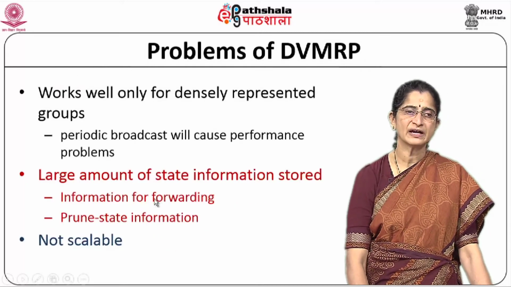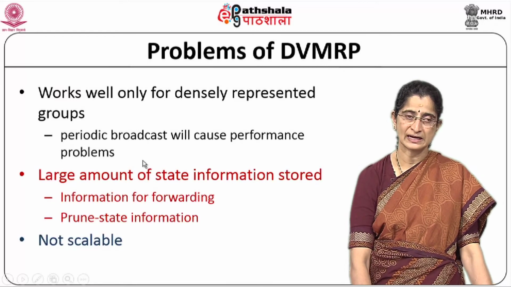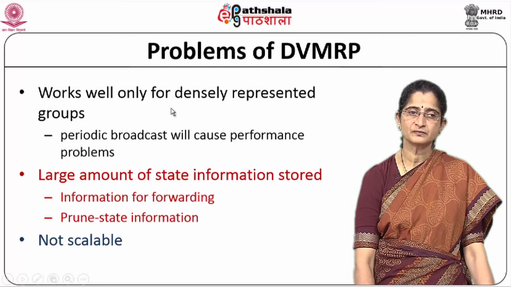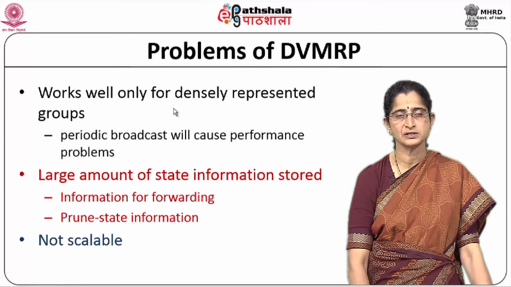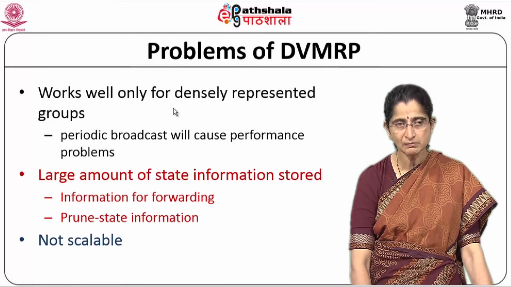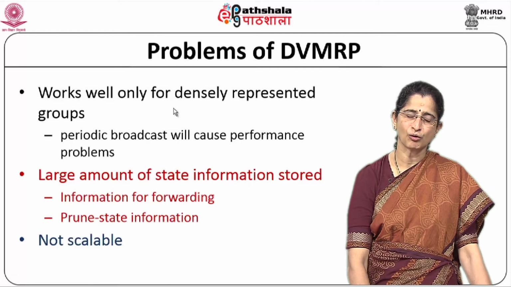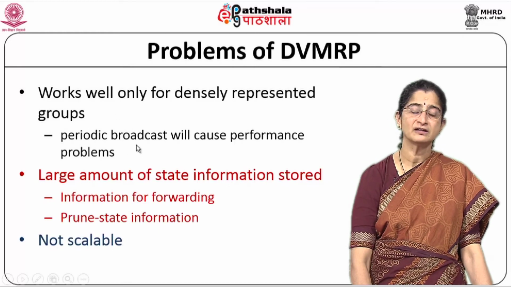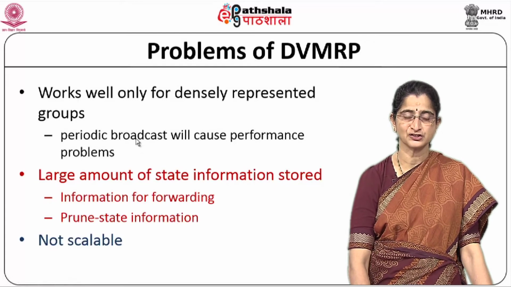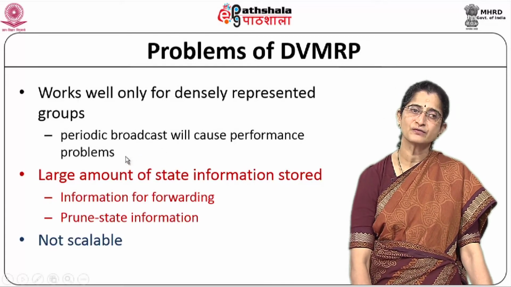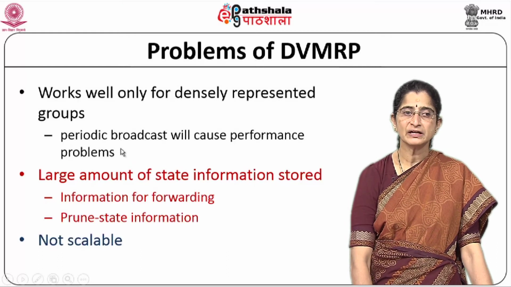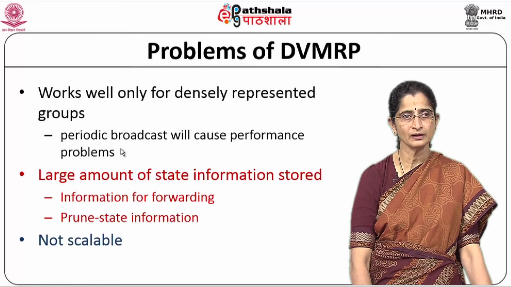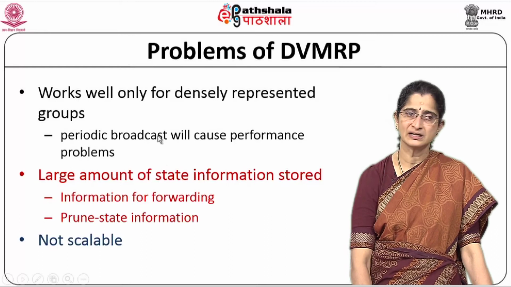Other problems with the DVMRP protocol, which is the reason why it is not as popular as other protocols that came after it, are that it works very well mainly for densely populated groups. When you have a network where there are many members of the group, your multicast is almost similar to a broadcast mechanism, with many branches and many hosts belonging to those branches of the tree. In those cases the overhead is really not too much, but when you have a sparse tree there will be a lot of messages, a lot of prune messages that need to be sent and so on. So, it becomes a little inefficient.